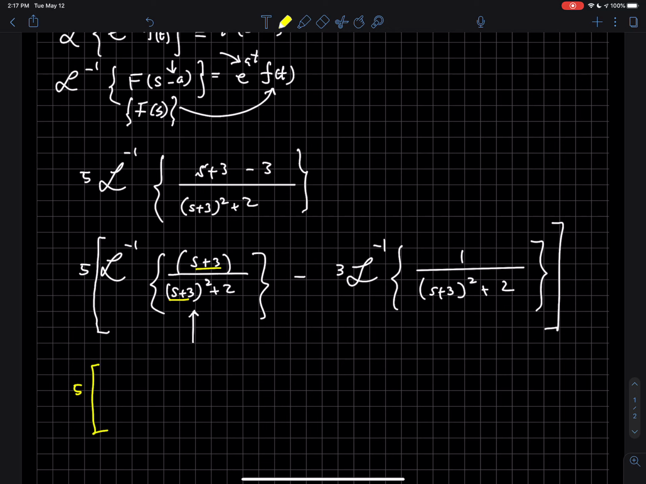Now the Laplace inverse of the first expression is just the cosine of root 2t, but shifted by negative 3 units. So all I have to do is put an e to the power of negative 3t next to it. And that's what the shift does in the time domain. So a shift in the frequency domain produces a multiple of an exponential with that shift.